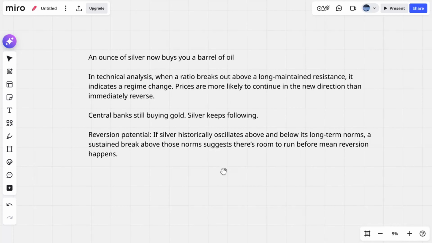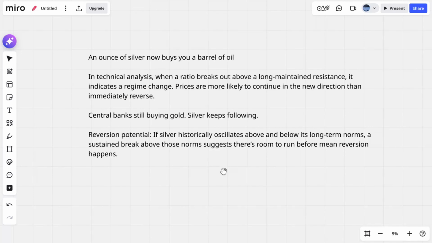Central banks are still buying gold, and silver follows the price of gold, and that's why I was showing you this gold to silver ratio, telling you that if you buy silver now, it's still cheap in comparison to when that gold to silver ratio is going to compress to 50 or even 40. Now there is a reversion potential. If silver historically oscillates above and below its long-term norms, a sustained break above those norms suggests that there is room to run before mean reversion happens.